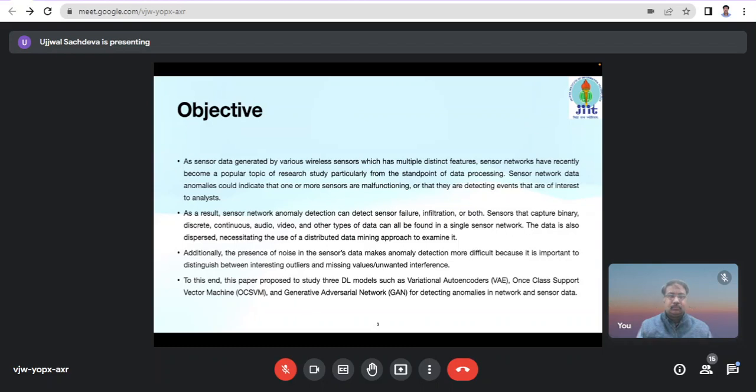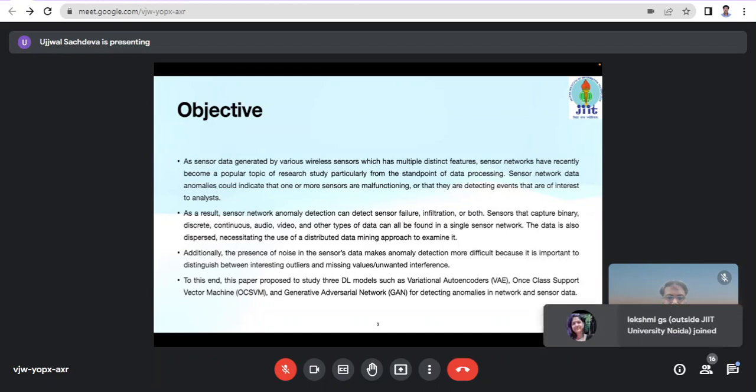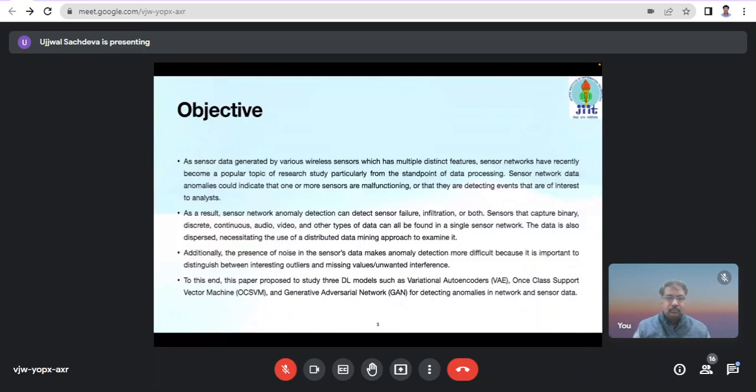Sensors that capture binary, discrete, continuous, audio, video, and other types of data can all be found in a single sensor network. The data is also dispersed, necessitating the use of a distributed data mining approach to examine it. Additionally, the presence of noise in the sensor data makes anomaly detection more difficult, because it is important to distinguish between interesting outliers and missing values or unwanted interference. To this end, this paper proposes to study three deep learning models, such as variational autoencoders, one class support vector machine, and generative adversarial network, for detecting anomalies in network and sensor data.